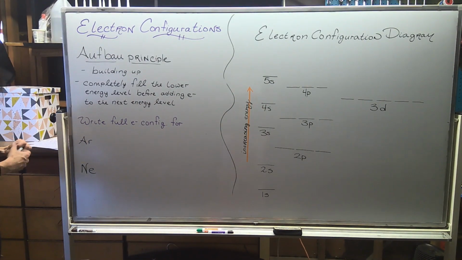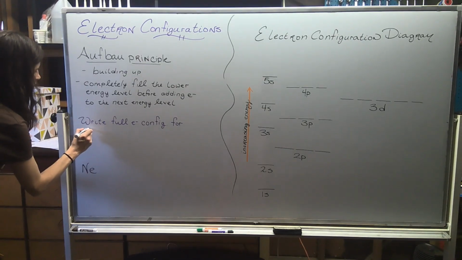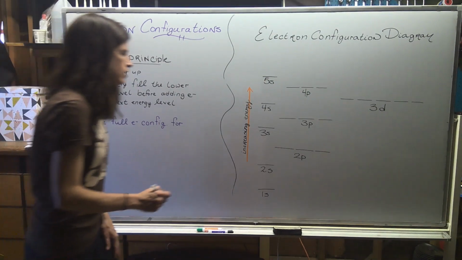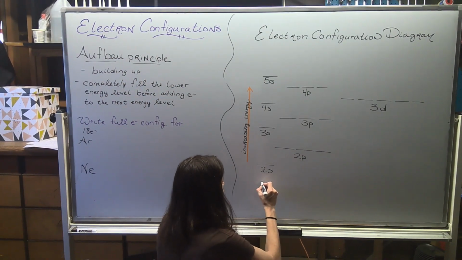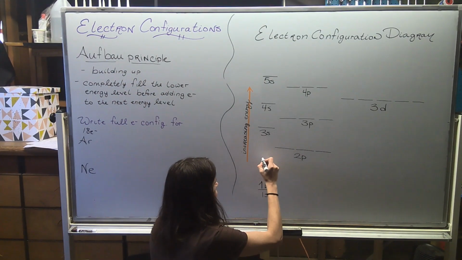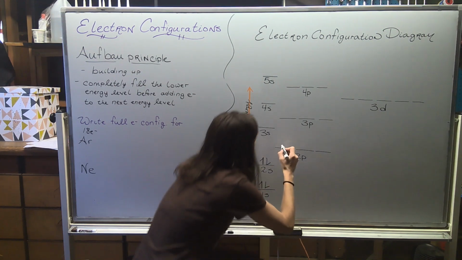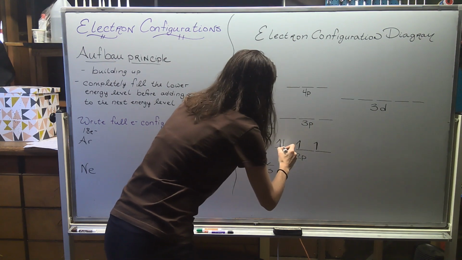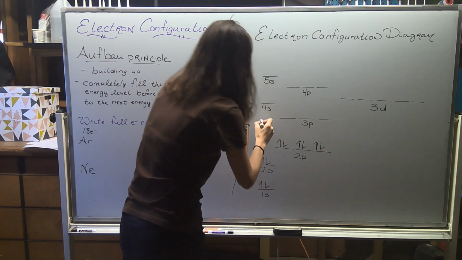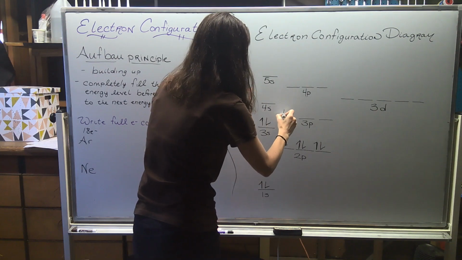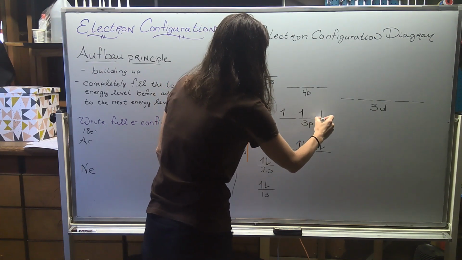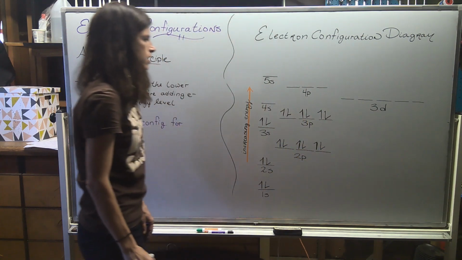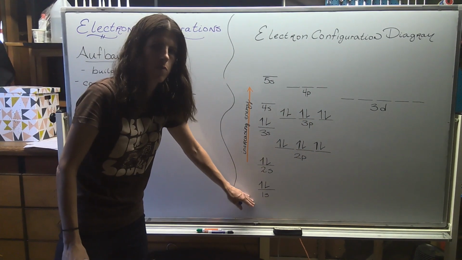So we have argon with 18 electrons. That's based off the atomic number on my periodic table. So I'm going to come over here. I'm going to do 1, 2, 3, 4, 5, 6, 7, 8, 9, 10, 11, 12, 13, 14, 15, 16, 17, 18. So we worked our way from the bottom to the top.